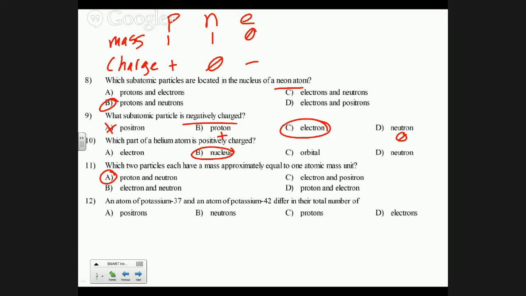An atom of potassium-37 and potassium-42 differ in their total number of blank. Well, they're both potassium, so they both have the same number of protons. That's got to be the same, or it'd be a different element. If they have the same number of protons, then they have the same number of electrons. The only thing that can be different is neutrons. That's why it weighs more. That 37 and 42 is telling you their mass. The mass comes from protons and neutrons. So if they're the same element, the same protons, the only thing that can be different is neutrons.